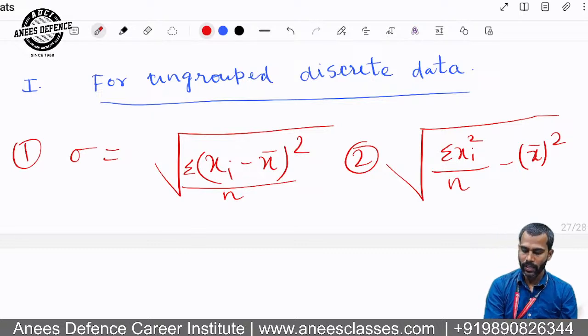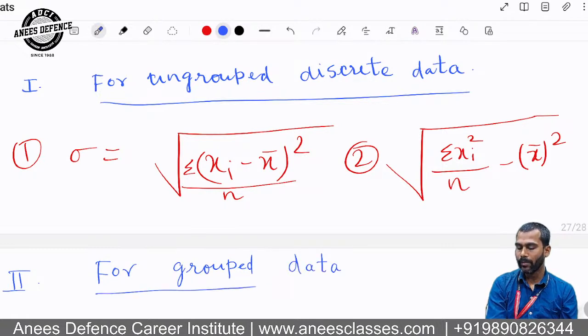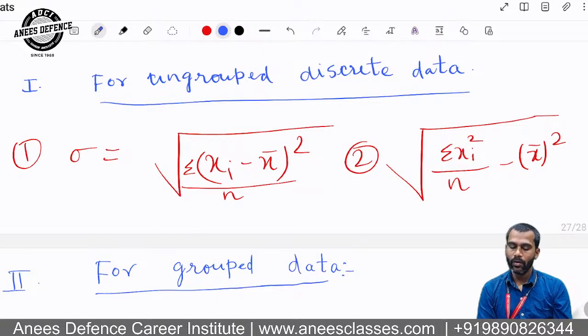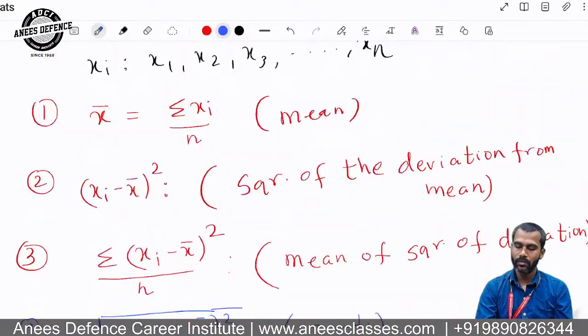Now the second case, for grouped data, where frequency will be there. Please remind me of combined standard deviation as well tomorrow. I'll take that because I have not mentioned it in the index.